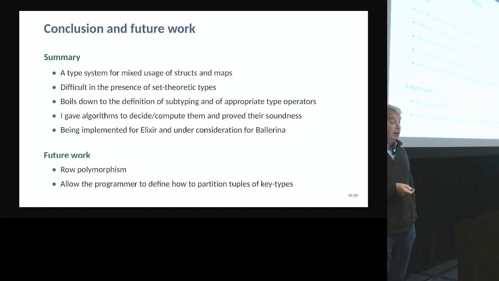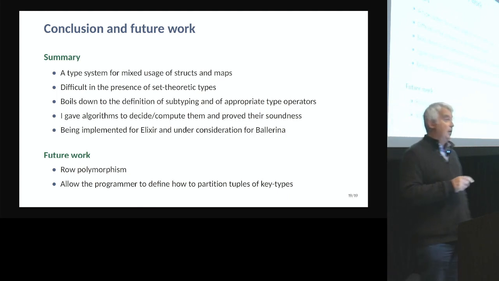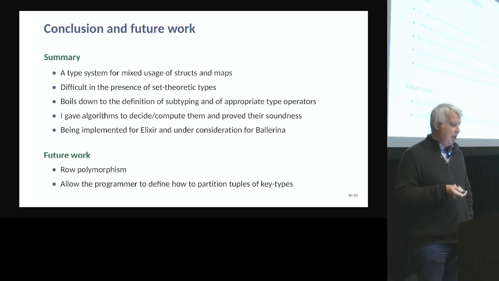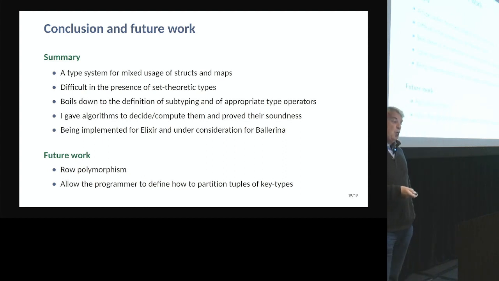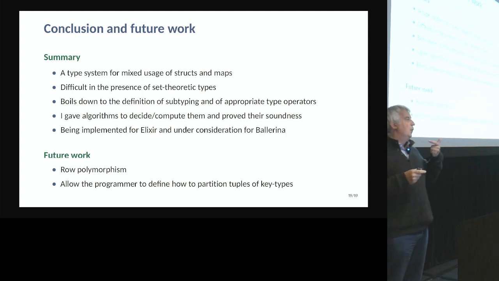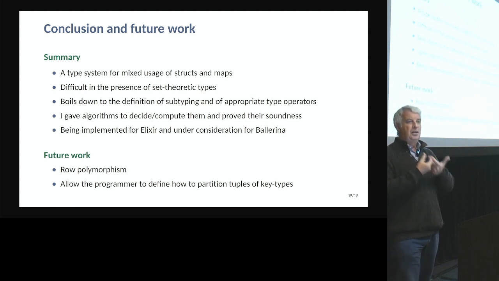Future work, well, row polymorphism, we are quite advanced on that. It's not easy, of course, because union, intersection, negation types. And the other part is we don't want to use in Elixir a fixed set of key types. We would like the programmer to give us the way you partition key types, and so we are working on that.